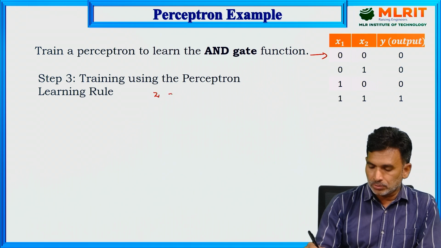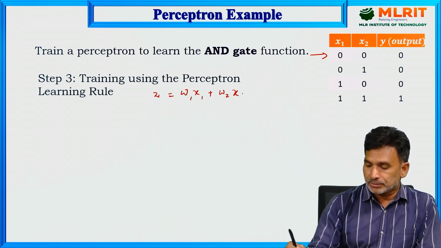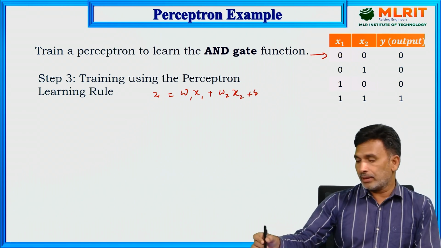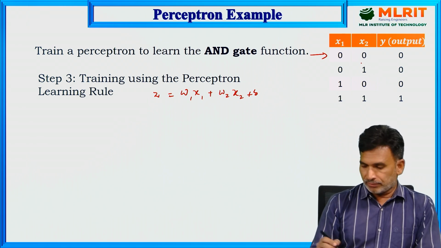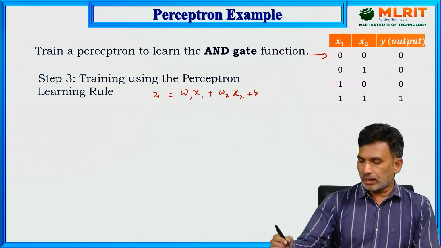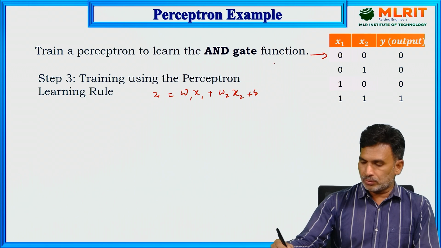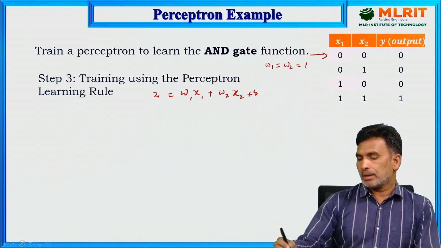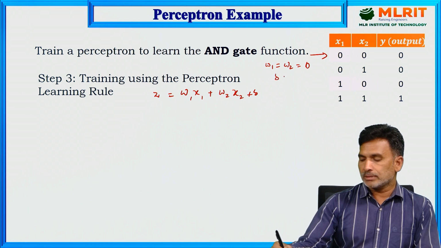So g equal to w1 x1 plus w2 x2 plus b. Okay, so we have to plug in all the values, considering the first instance. Now, for easy recalling, I would also write w0 and w1. w1 equal to w2 equal to 0, both are the same, and bias is equal to 0, and learning rate eta equal to 1.